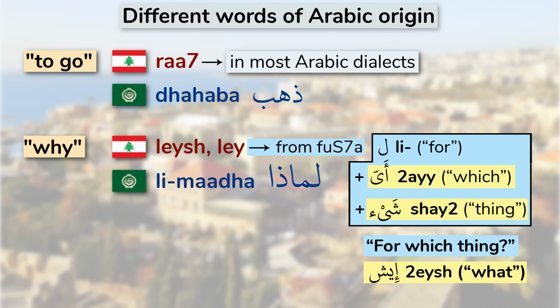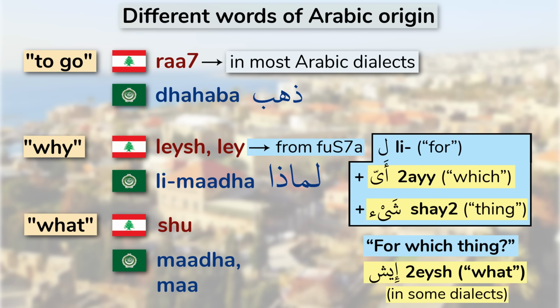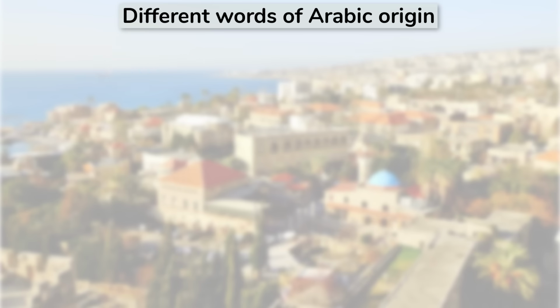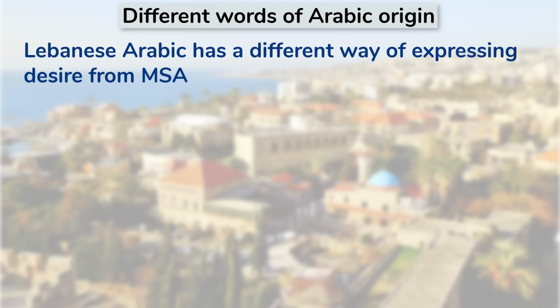Aish on its own is the question word meaning what in some dialects, but in Lebanon the word meaning what is usually شو. It's thought to have originated from أيش meaning what plus هو meaning he or it. So again, this word derives from words found in Fusha, but the word itself is not part of Fusha. Lebanese Arabic and other Levantine dialects have a different way of expressing desire than modern standard Arabic.